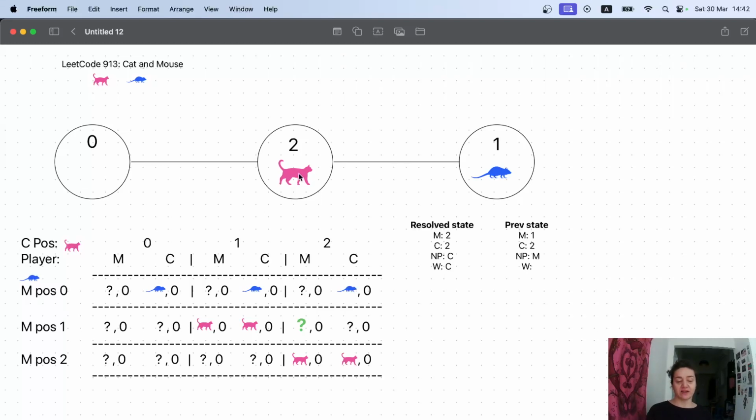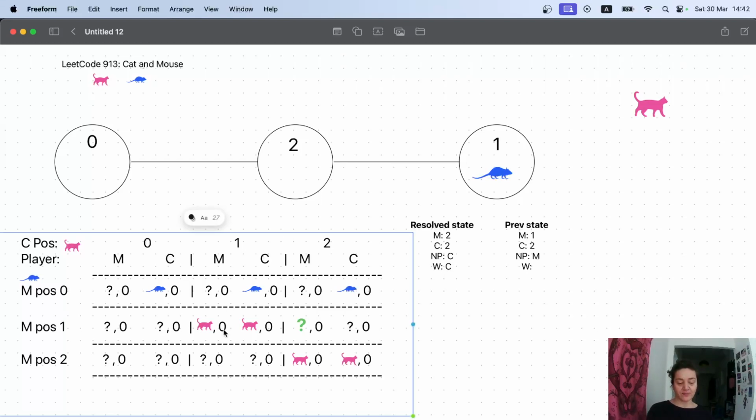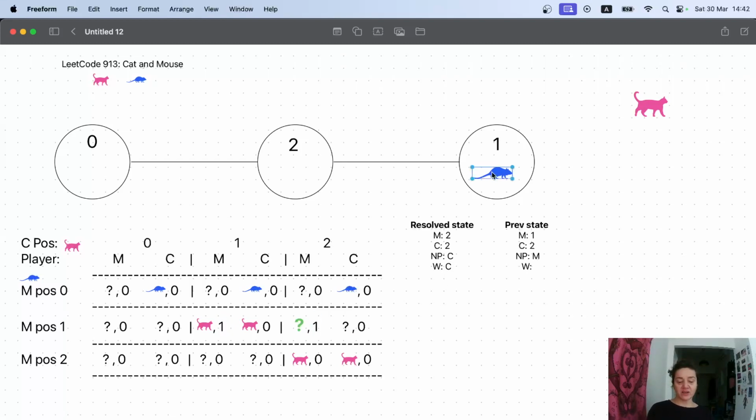So let's work one by one. If the mouse is at node 1, how many move options does he have? Just 1, because there's just one adjacency in this graph to 1. So when the mouse is at node 1, wherever the cat is, I don't care for now, in the mouse column he has 1 move option. If the mouse is at node 2, how many move options? 2. There are 2 adjacencies to node 2.